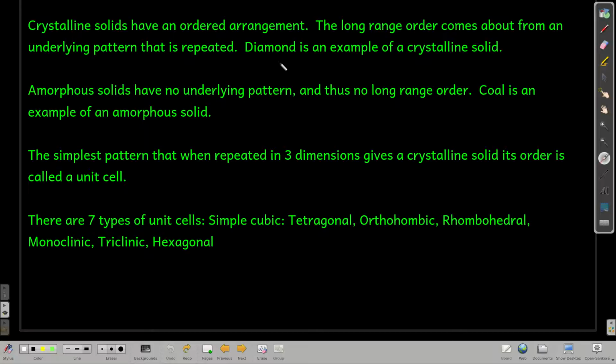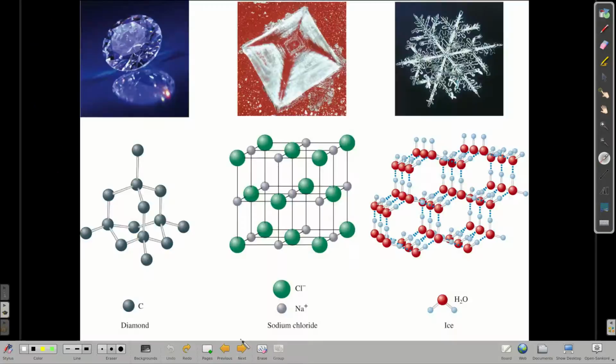An example of a crystalline solid would be a diamond. An amorphous solid would be like coal. They're both made of carbon, but very different from each other. There's that unit cell that gives a crystalline solid its long-range order. There's 7 types of these: simple cubic, tetragonal, orthorhombic, rhombohedral, monoclinic, triclinic, and hexagonal. We will only speak about simple cubic in this course.